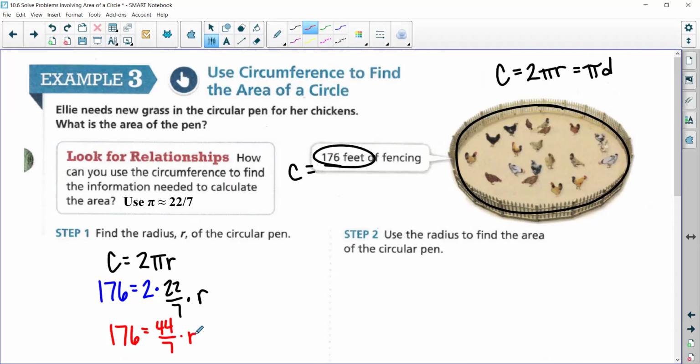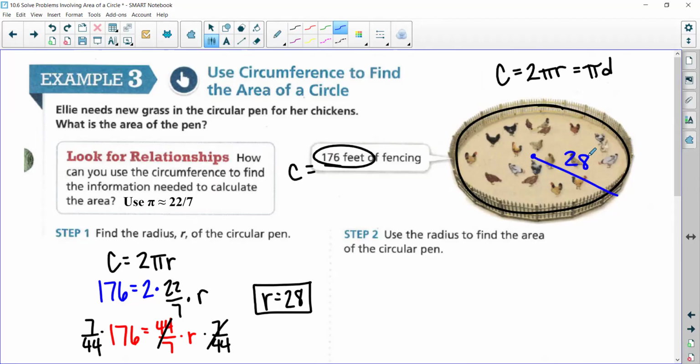And now I want to get r by itself. So I'm going to take 176 and divide by 44 over 7. Remember, dividing by 44 over 7 is the same thing as multiplying by the reciprocal. So I can multiply by 7 over 44. These are going to cross cancel, and in either case, I get r equals 28. So the radius of this pen from the center out is 28.